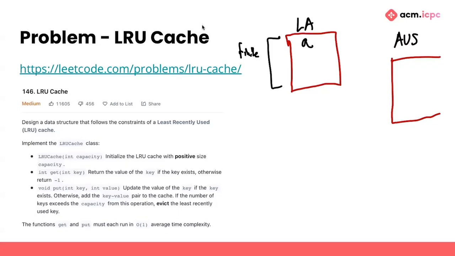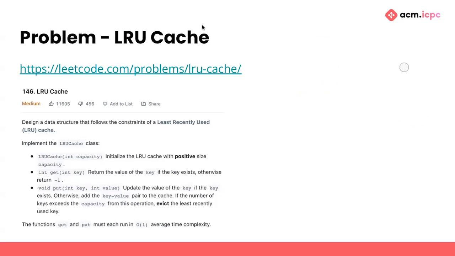So basically you need to know what is the least recently used element. Yes. And store that, so that every time you try to insert and the capacity is full, you have to get rid of that. Perfect. And that's exactly what an LRU cache is.